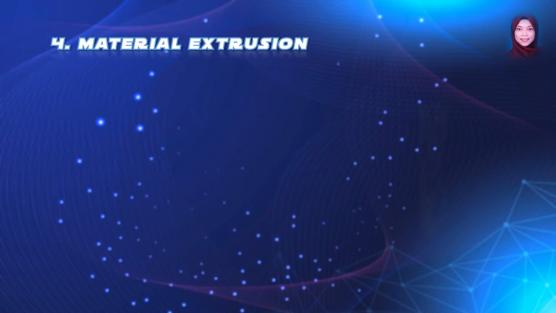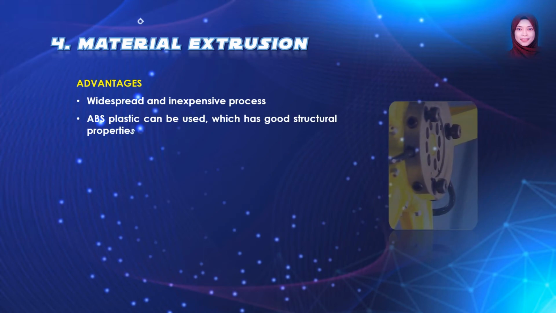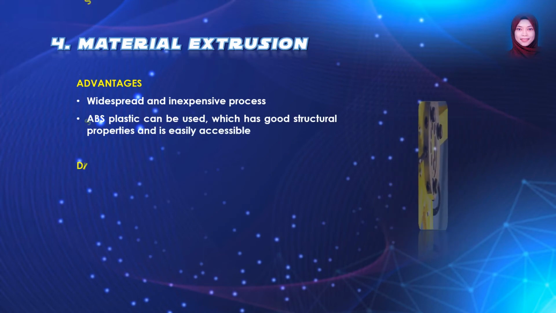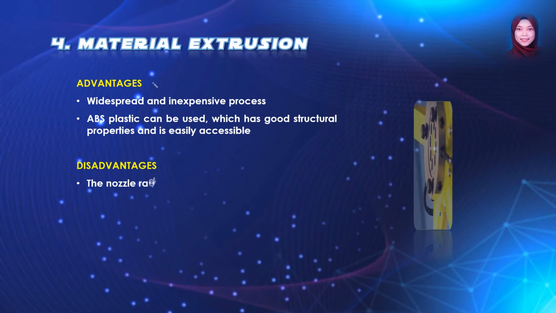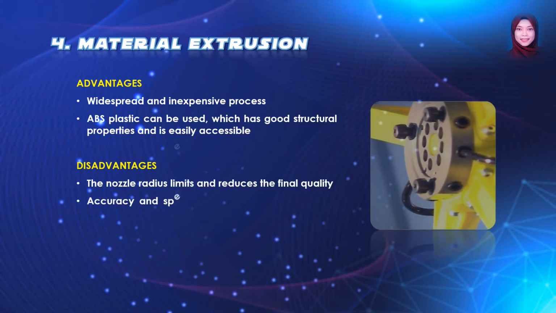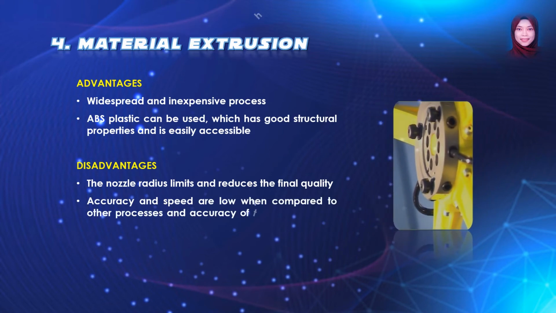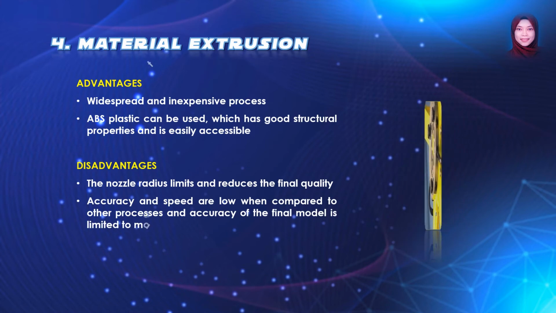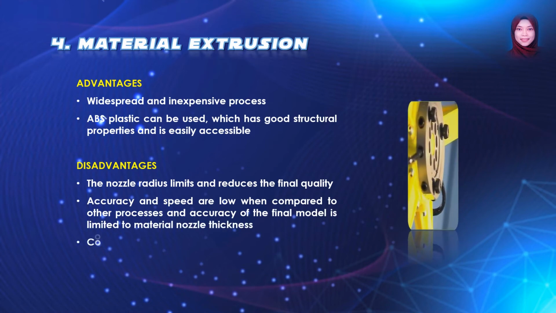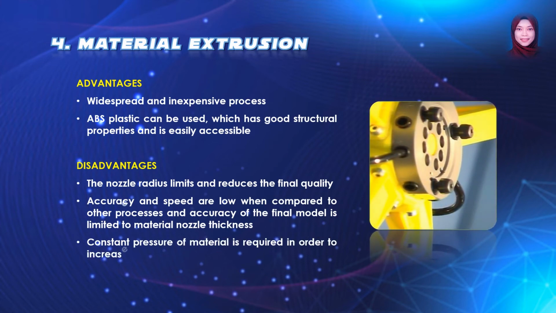Material extrusion. Advantages: widespread and inexpensive process. ABS plastic can be used, which has good structural properties and is easily accessible. Disadvantages: the nozzle radius limits and reduces the final quality. Accuracy and speed are low when compared to other processes, and accuracy of the final model is limited to material nozzle thickness. Constant pressure of material is required in order to increase quality of finish.